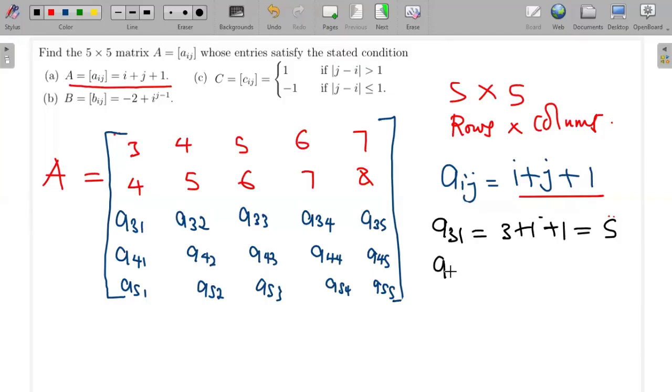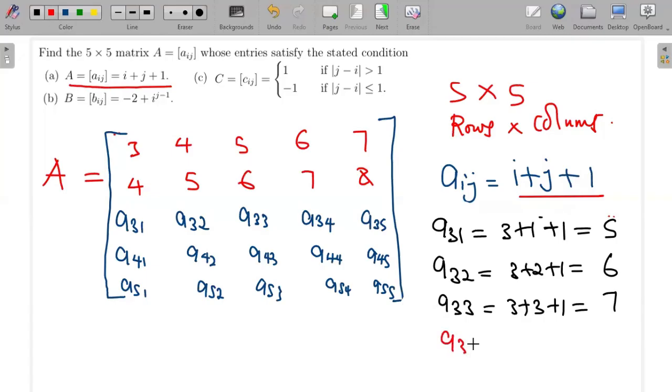Then the next one is A32, which will be equals to 3 plus 2 plus 1, which is equals to 6. Okay. And then A33 will be equals to 3 plus 3 plus 1, which is equals to 7. The next one will be A34, which will just be 3 plus 4 plus 1, which is equals to 8. Okay, and then the next one will be A35, which is equals to 3 plus 5 plus 1, which is equals to 9.